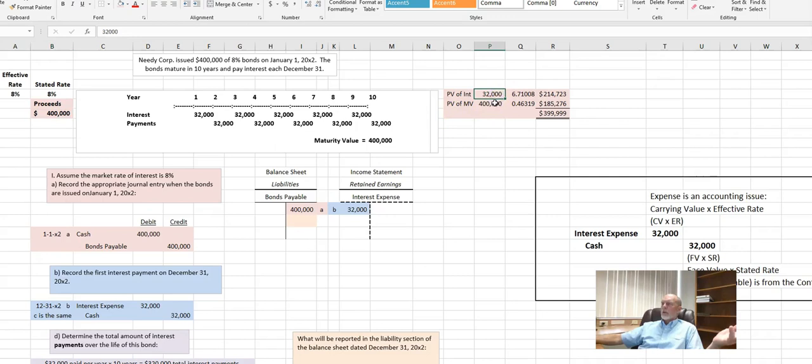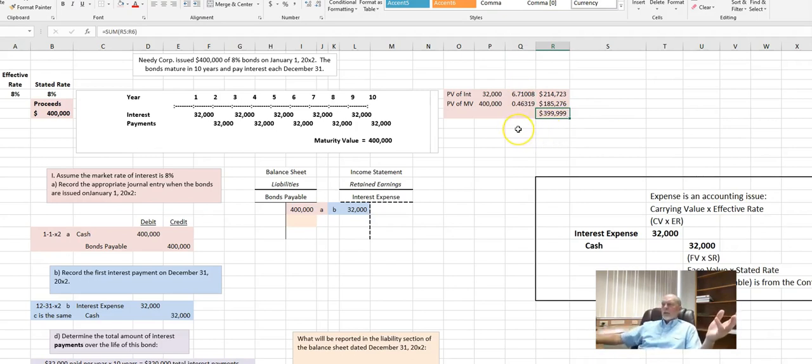So here's the $32,000 annuity of interest payments. And we also have a lump sum of $400,000. We're going to present value that. With N as 10 years, 10 periods, and the effective rate of interest is 8%. And when you present value that back, it brings you to a present value of $400,000. These table factors are rounded, and that's why the number doesn't come out exact there, but $400,000.